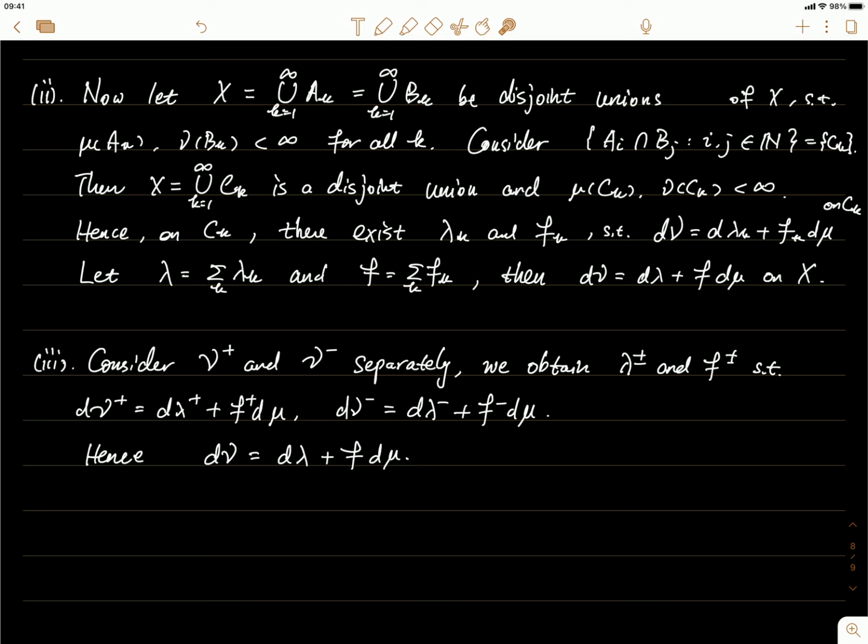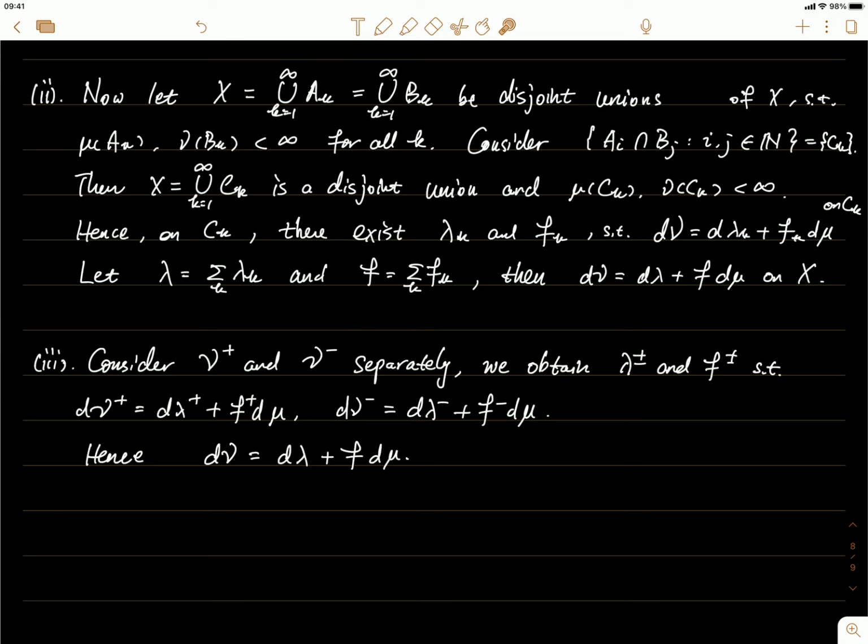Up to this point, we have shown that if mu and nu are both sigma finite positive measures, the Radon-Nikodym theorem still holds. The most general case is that nu is a sigma finite signed measure rather than just a positive measure. We know that for a signed measure, we can decompose it into two positive measures, nu plus and nu minus, so nu is equal to nu plus minus nu minus. That's the decomposition theorem we discussed before.